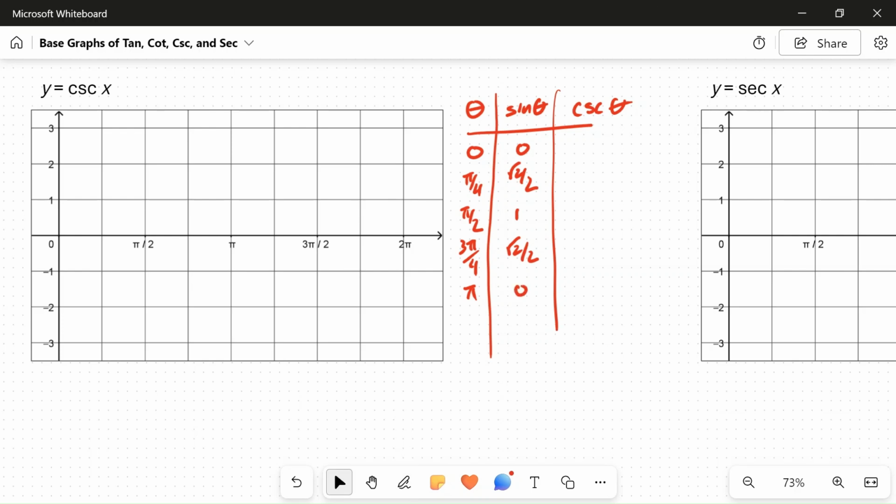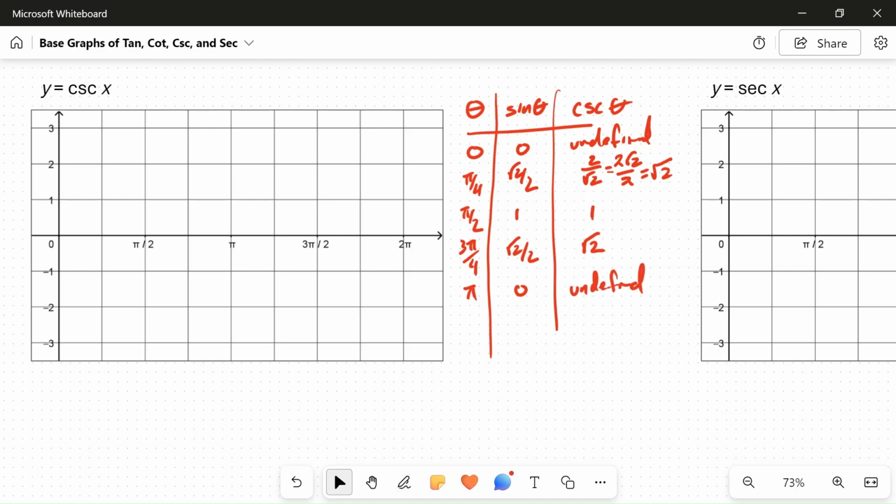Remember, cosecant is the reciprocal of all these. The reciprocal of 0 is undefined. The reciprocal of root 2 over 2 would be 2 over root 2, which if you rationalize to root 2 over 2, you just get the square root of 2. The reciprocal of 1 is just 1. The reciprocal of root 2 over 2, again, we just saw that's root 2. And the reciprocal of 0 is 1 over 0, and that is undefined.